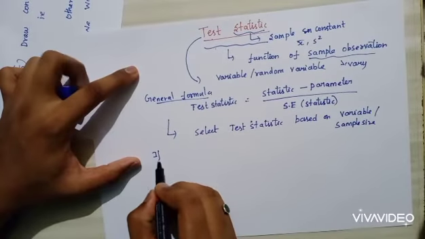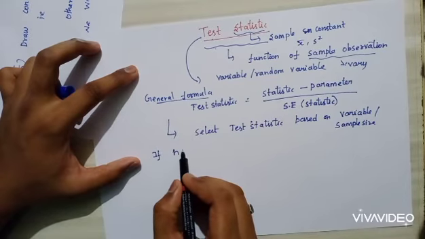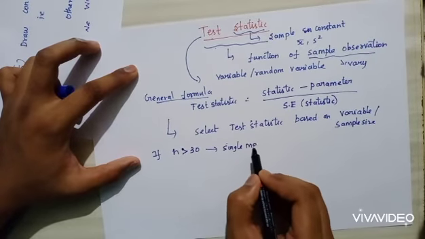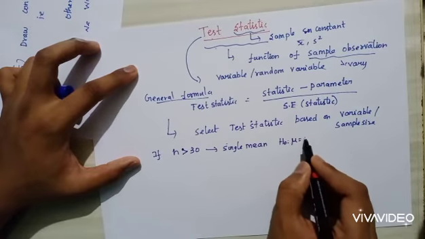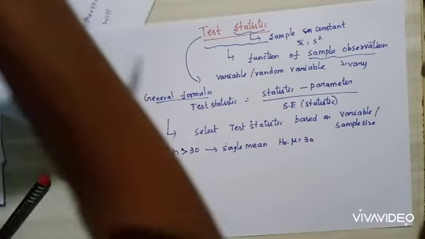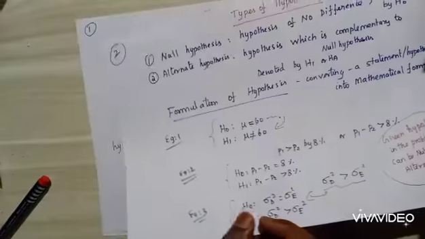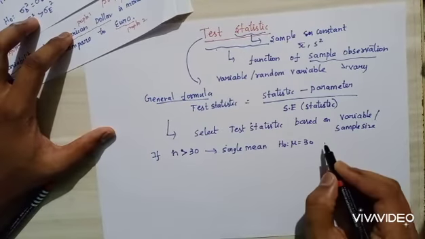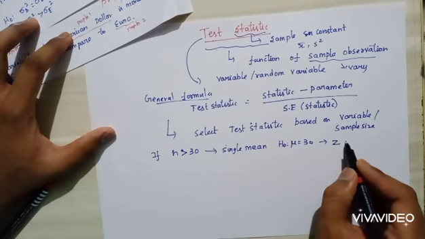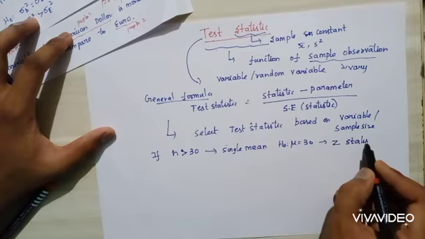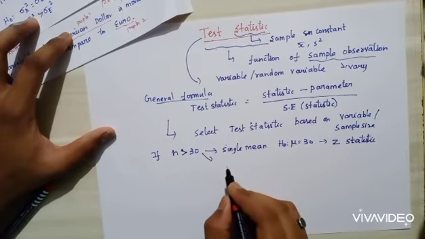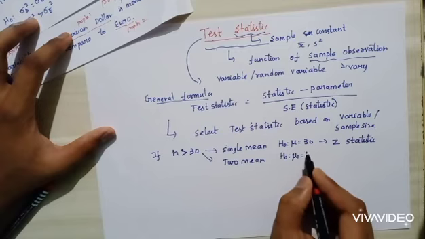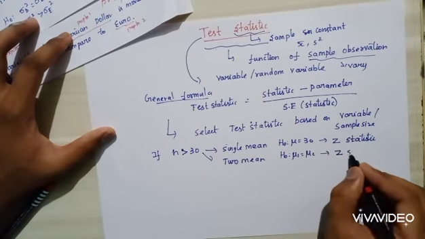For example, if the sample size is greater than 30 and it is for a single mean, like H0: mu equals mu0, here only a single mean, for single mean with sample size above 30, we will go for Z statistic. If there are two means, like H0: mu1 equals mu2, two means, we will go for Z statistic.